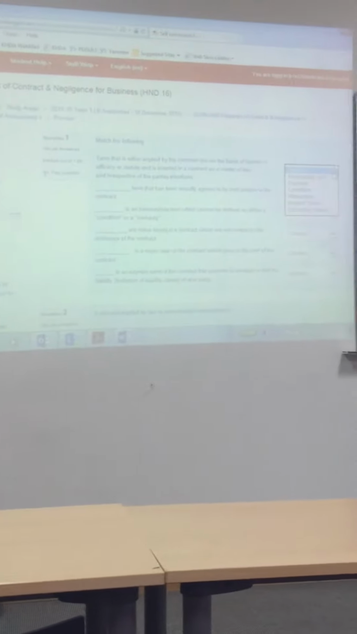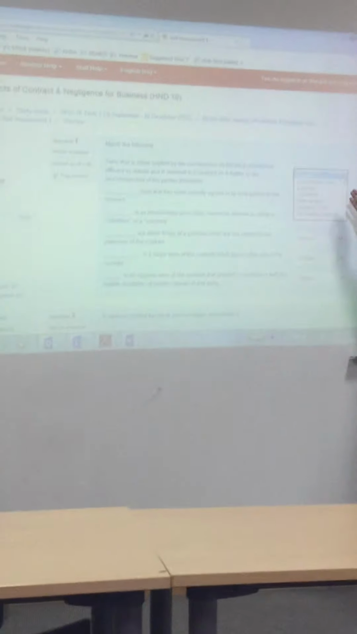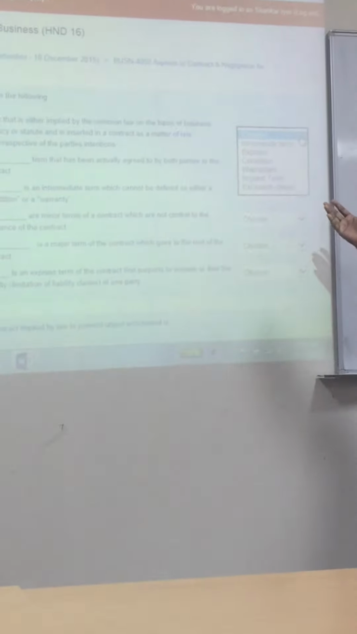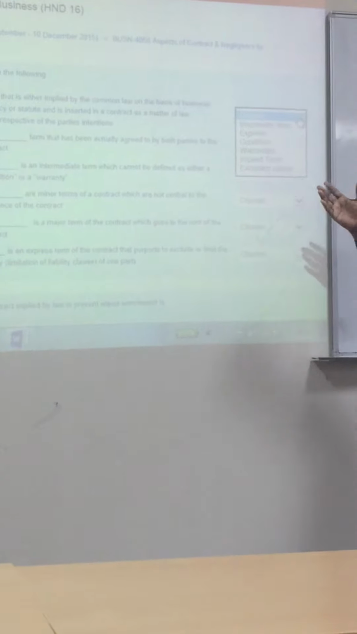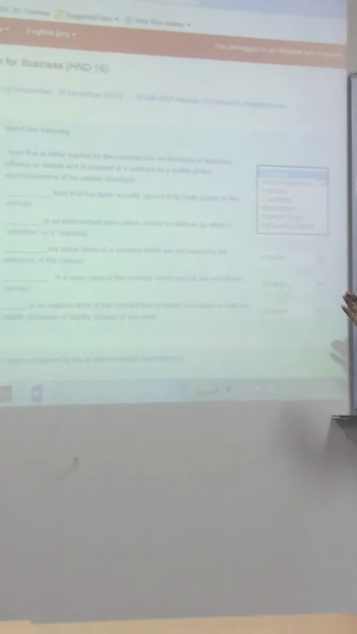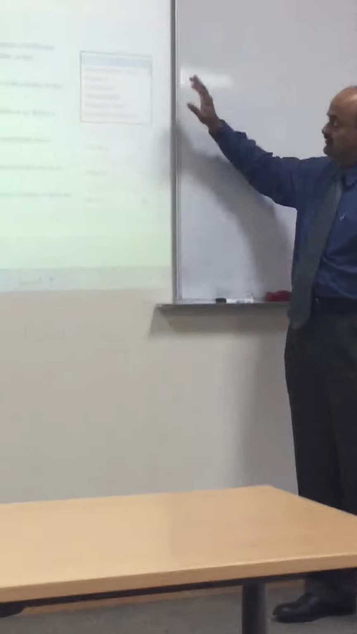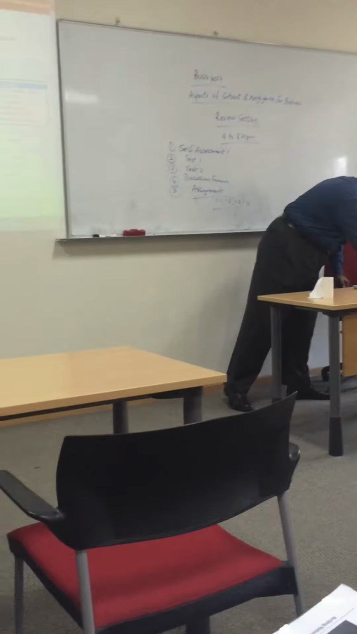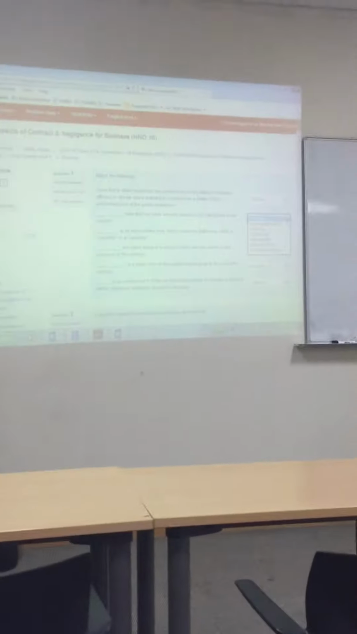a term that is neither implied by common law on the basis of business efficacy nor by statute, and is inserted in a contract as a matter of law and irrespective of the parties' intentions. Which is the right one? If you're not sure, the best way to do a match the following is to do the ones which you know best. So let's leave the first one. By choice, you can come back to that.